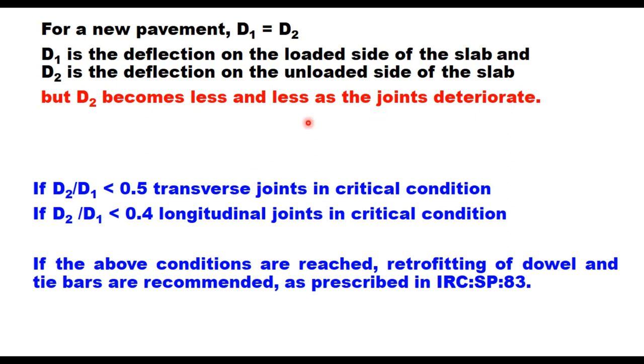Now, what IRC suggests is that if this ratio is less than 0.5 in case of transverse joints, then it is a critical condition. And in case of a longitudinal joint, if D2 upon D1 is less than 0.4, then the joint is in critical condition. And therefore, if these conditions are reached, then retrofitting of dowels and tie bars is recommended as prescribed in IRC SP 83.